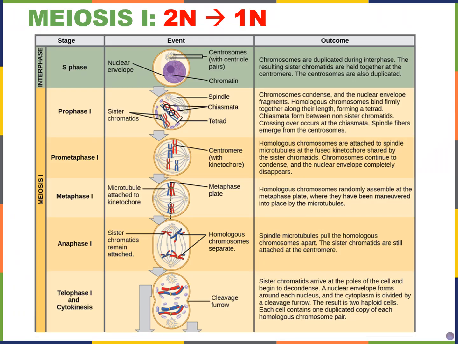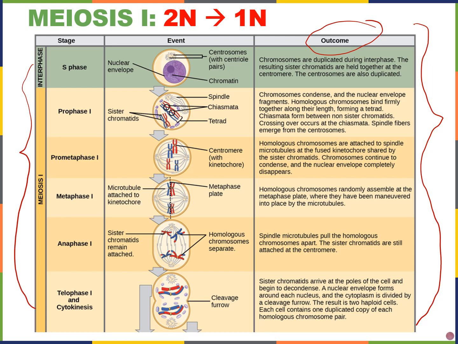This is the same slide I showed you earlier. Now that we've gone over the different phases, take a look at the outcomes and test yourself. See if you can cover up this part and talk about what happens in each of these stages of interphase and meiosis 1. And remember, by the end of meiosis 1, we already have reduced the chromosome number. We go from diploid to haploid cells.